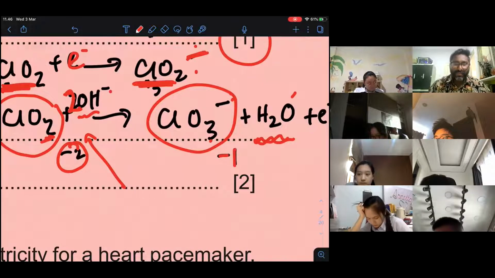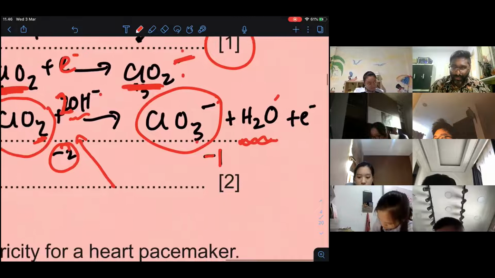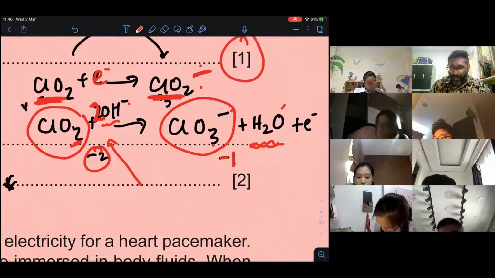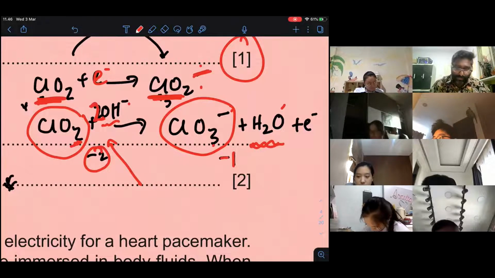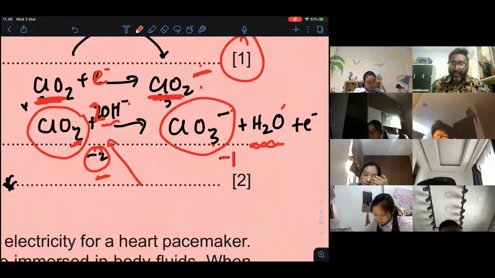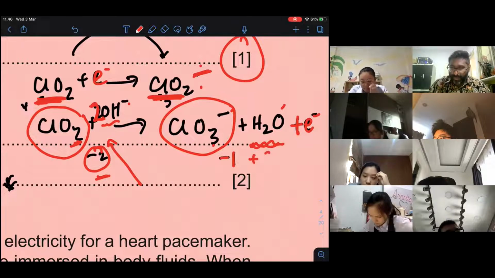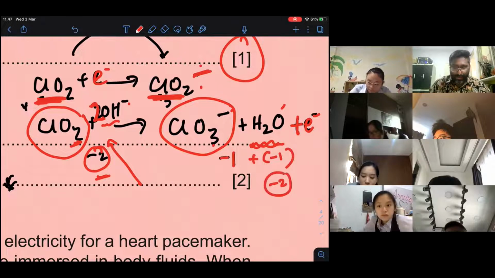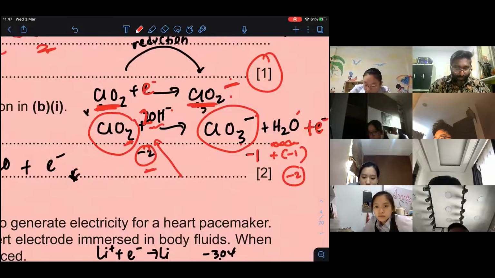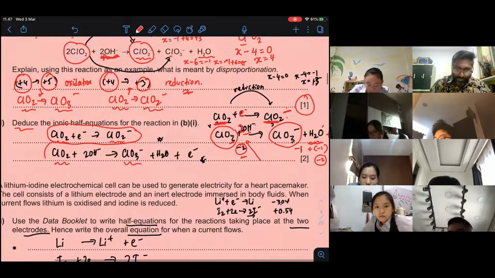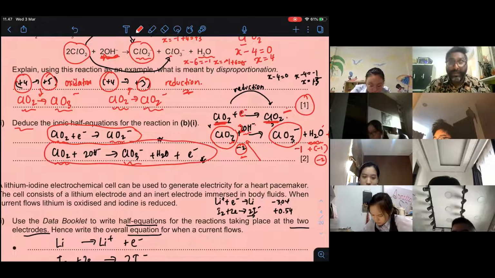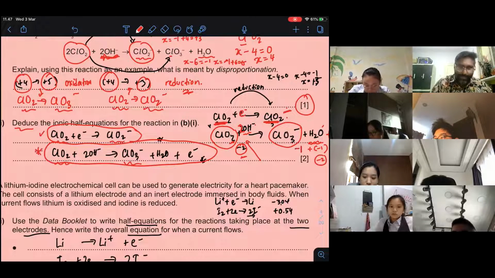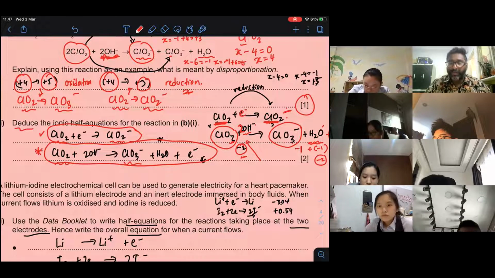So I need to make sure my charge, okay, on my left and right is going to be the same. So it's -2. The only way to make it -2 is going to be by adding another electron here. So I'm going to get plus -1. So I get -2. Left and right is balanced. So that is where I get this equation. Okay, deducing. So maybe this equation easy. Maybe this one might be confusing. Okay, but I already told you how to get it.